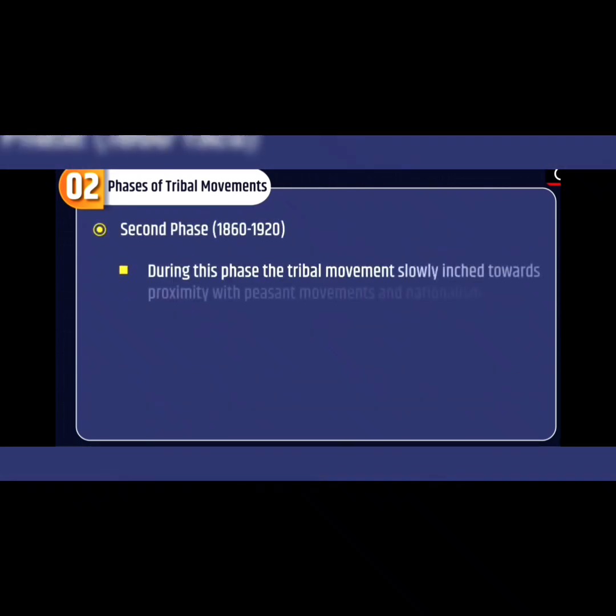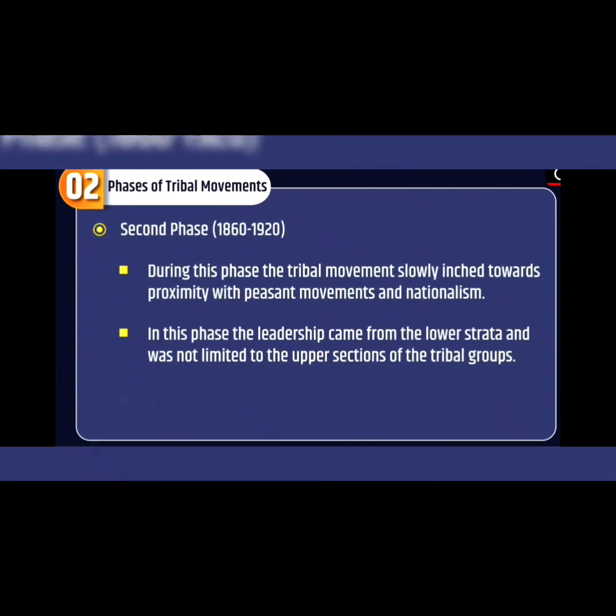Second phase, 1860 to 1920. During this phase, the tribal movement slowly inched towards proximity with peasant movements and nationalism. In this phase, the leadership came from the lower strata and was not limited to the upper sections of the tribal groups. It includes the Koya Rebellion and the Birsa Munda-led Munda Uprising.